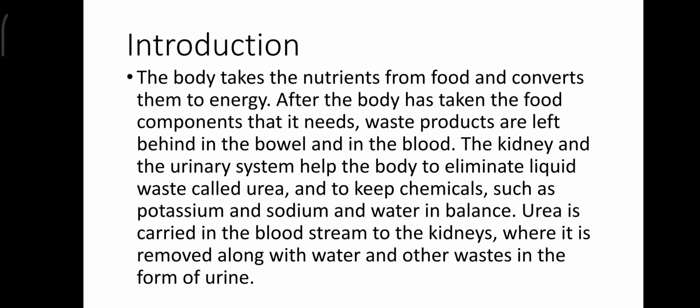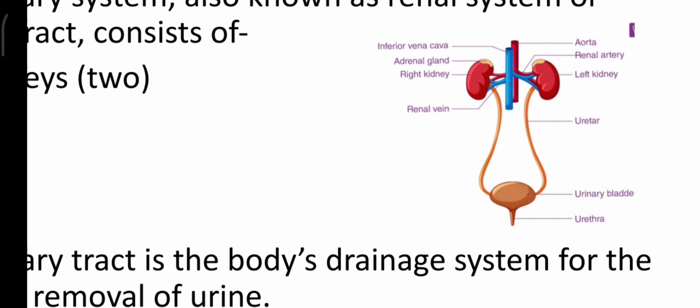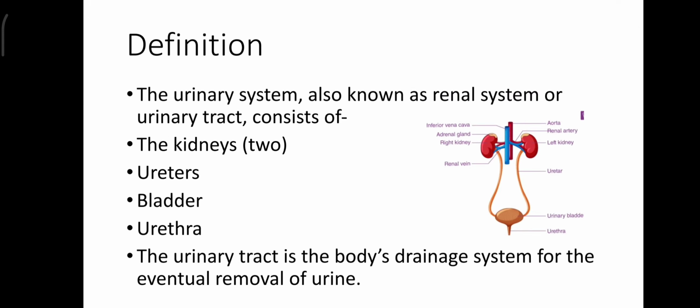Urea is carried in the bloodstream to the kidneys, where it is removed along with water and other waste in the form of urine. Now the definition. The urinary system, also known as the renal system or urinary tract, consists of the kidneys, that is two kidneys, two ureters, the bladder and one urethra. The urinary tract is the body's drainage system for the eventual removal of urine. In this picture you can see there are two kidneys, the right kidney and the left kidney, two ureters, one urinary bladder and one urethra.